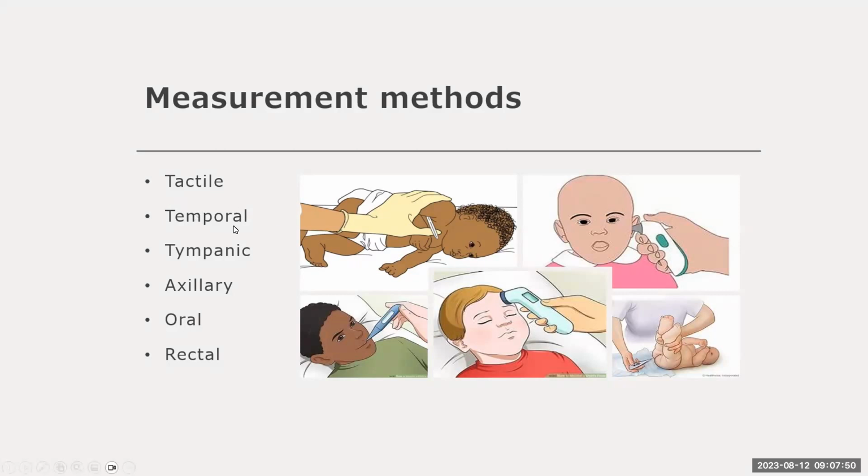All right. Temporal measurement uses infrared across the forehead to measure the temperature. Tympanic is through the ear canal. Axillary is under the armpit. Oral is a sublingual measurement, and then rectal. Rectal is the most accurate, closest to the core temperature, and is the recommended measurement method for premature infants. However, there is one group of patients in whom we should never measure rectal temperature. Anyone know which group it is? This is a bonus question.